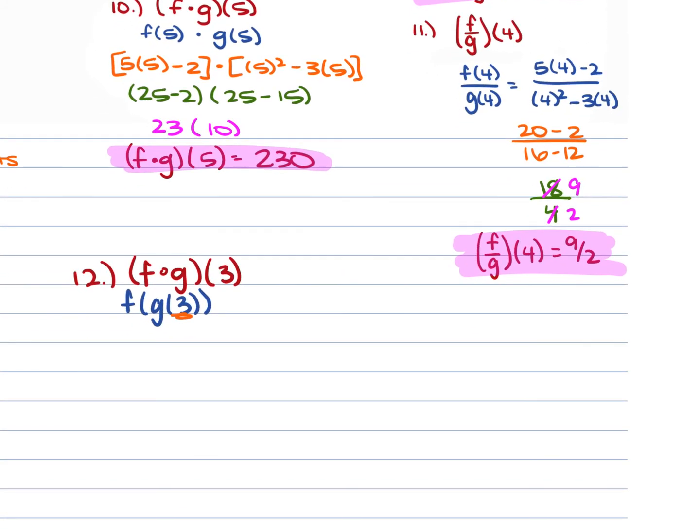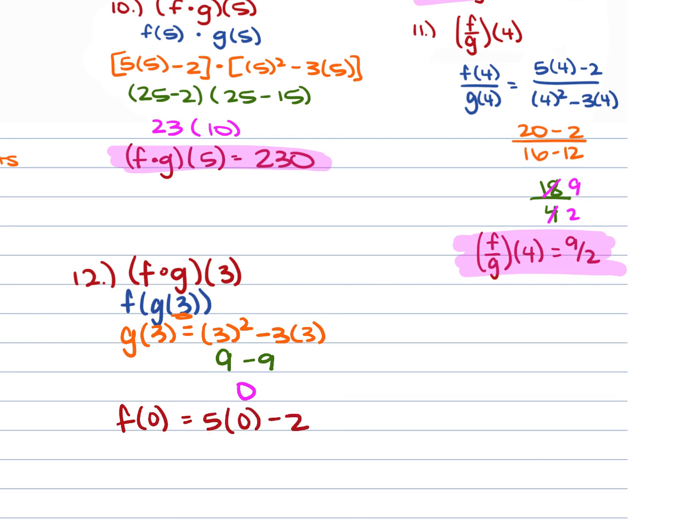We said before that g of x is the x squared minus 3x, so g of 3 is going to be 3 squared minus 3 times 3. The 3 squared is 9. Negative 3 times 3 is negative 9. 9 minus 9 is 0. So ultimately, we're doing f of 0. If we do f of 0, we're going to plug in 0 for the x in f of x, which is 5 times x, which is 0, minus 2. 5 times 0 is 0, minus 2 gives us f of g of 3 is negative 2.